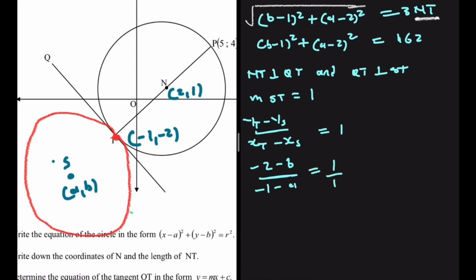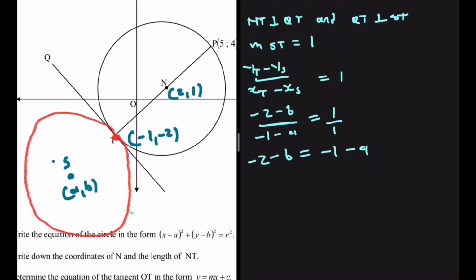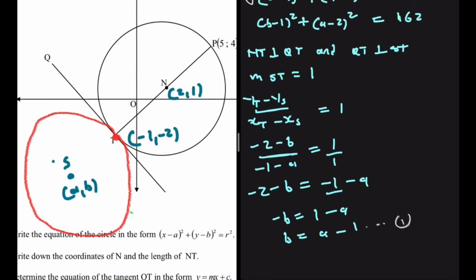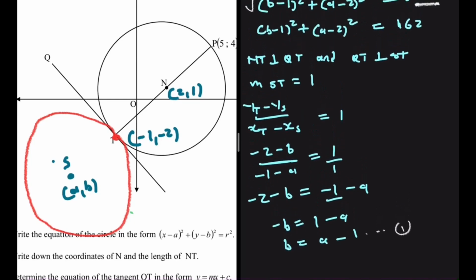So if we cross multiply, we're going to get minus 2 minus b is equals to minus 1 minus a. Let's make b the subject of the formula. If we do that, we're going to get minus b being equals to minus 1 plus 2, that is 1, and then minus a. We divide both sides by minus 1, we get b is equals to a minus 1. We can call this our equation 1.